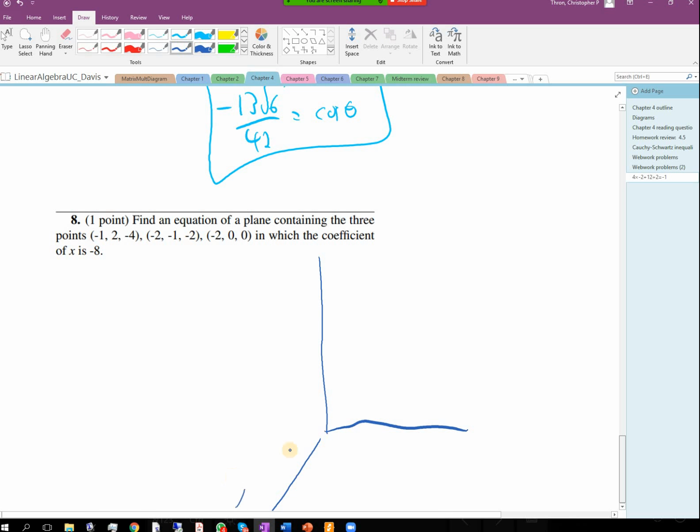So let's see. If I do x, y, z like this, and then I get minus 1, and then 2, and then 4, minus 4. Oh, it's going to be down here. So that's minus 1, 2, minus 4. And then here I have minus 2, minus 1, minus 2. That's going to be somewhere down here. And then this one, minus 2, 0, 0. That's over here. So it's a little hard to see where it's going to be.